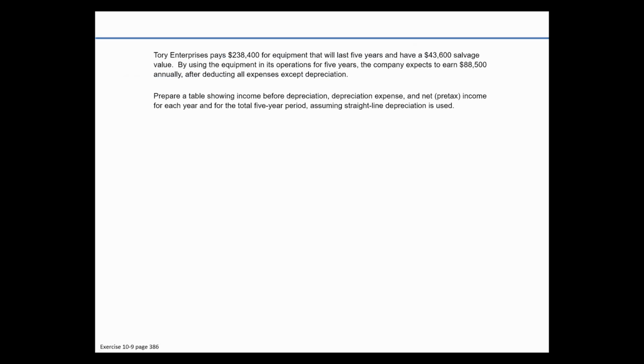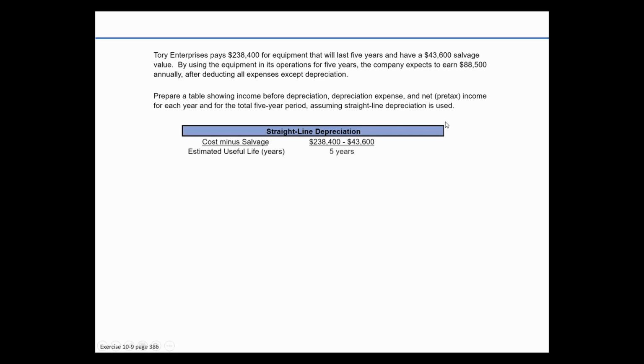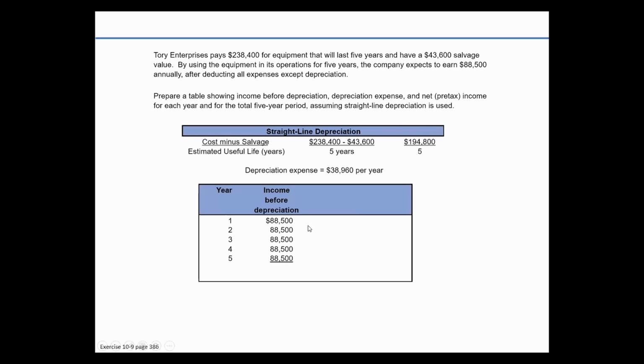So we'll prepare a table showing income before depreciation, depreciation expense, and net pre-tax income for each year and for the total 5-year period, assuming straight line depreciation is used. And we've got to figure out how much they're going to depreciate each year. So again, you take the cost minus the salvage, which is 194,800. That's the amount that you'll depreciate divided by 5 years of useful life. So you'll depreciate 38,960 per year for 5 years.